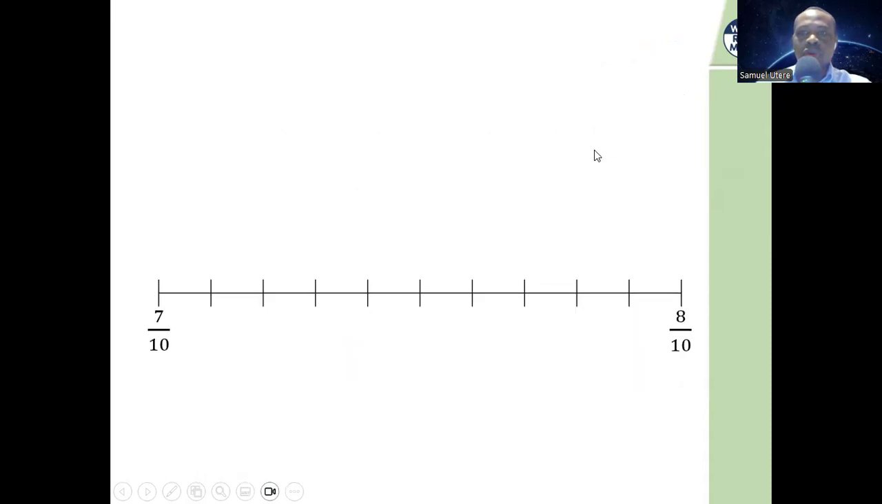What about this one? What do we do? Well, we know that the difference between 7 tenths and 8 tenths is 1 tenth. But we have 10 intervals between the values 7 tenths and 8 tenths. And if you recall, when we did our 100 squares grid, knowing how to represent tenths and hundredths in the 100 squares grid, we learned that 7 tenths is the same thing as 70 hundredths.